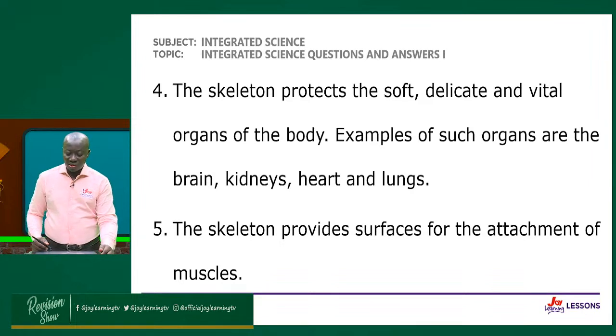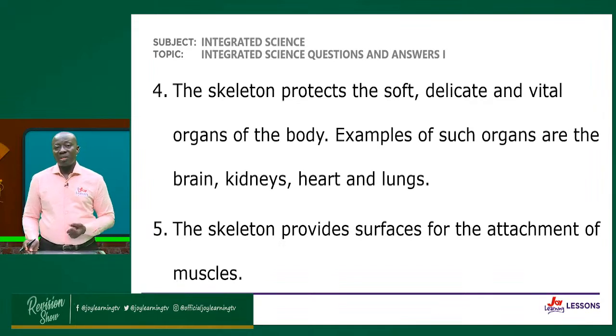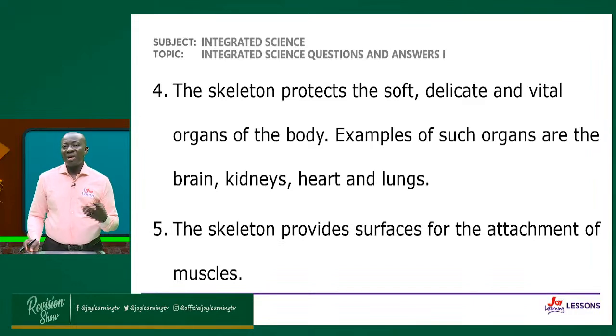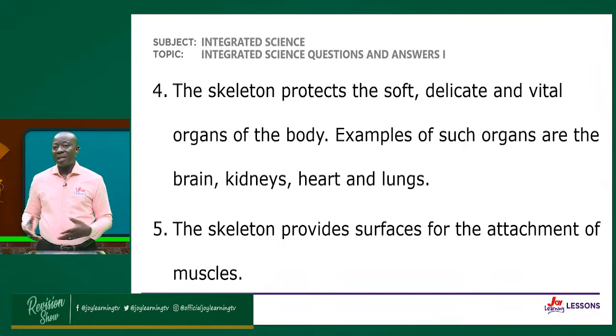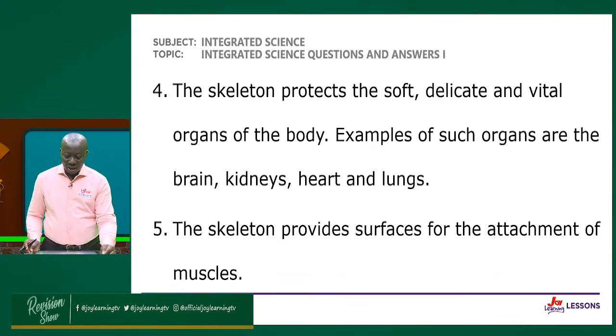Now, the skeleton protects soft, delicate and vital organs of the body. So for example, if you open the skull of an animal, you see what we call the brain. It is so vital, very soft, and yet does a lot of things for that organism's body. So here the skull is protecting the brain and other organs like the eye. The eye is hiding in the socket of the skeleton. And you may also have the heart, which pumps blood, like the pumping station of the waterworks, to all parts of the body. So examples of such organs are the brain, the kidneys, the heart, and the lungs. When these organs are not protected, you can guess what will happen to that animal. It means that that animal can easily die.